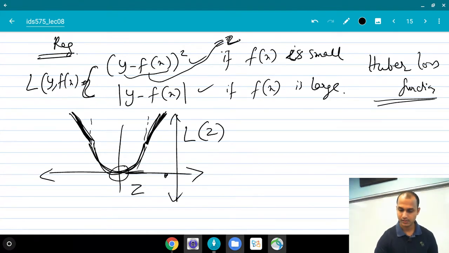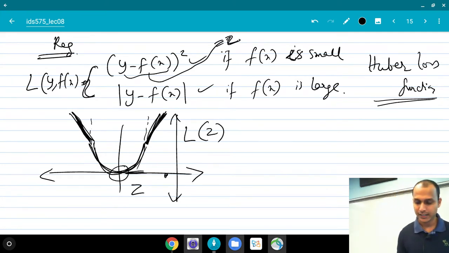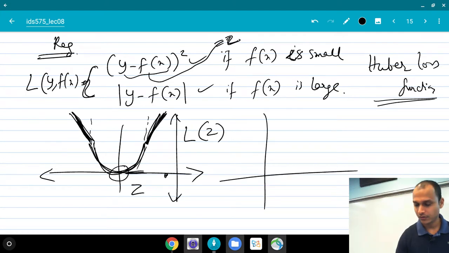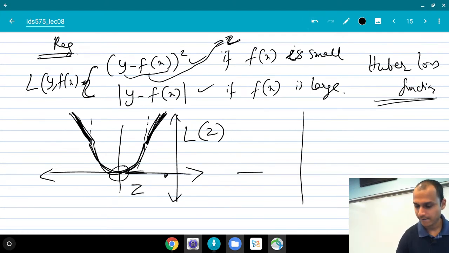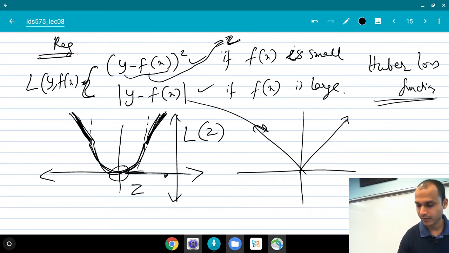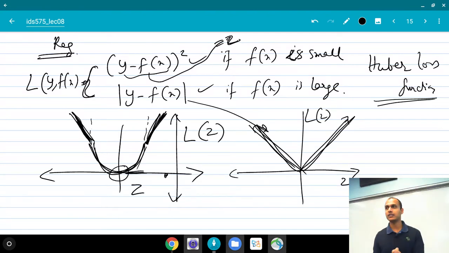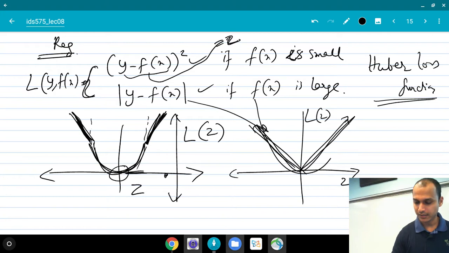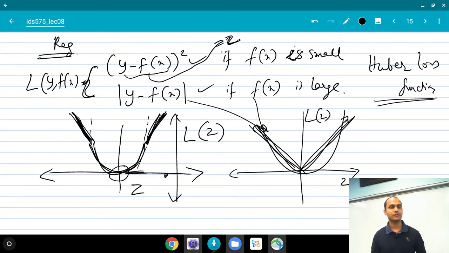So it's z squared versus the absolute value of z, right? This loss function is just like this. L of z versus z is like a V-shaped thing. If z is not exactly equal to 0, either positive or negative, it's the same value. And the quadratic one is something like a U shape.